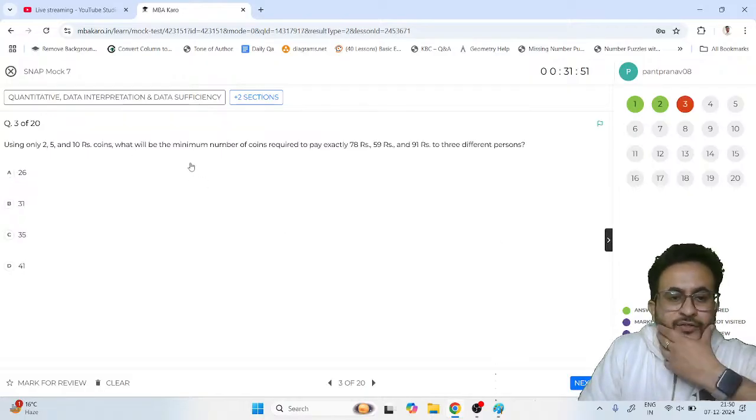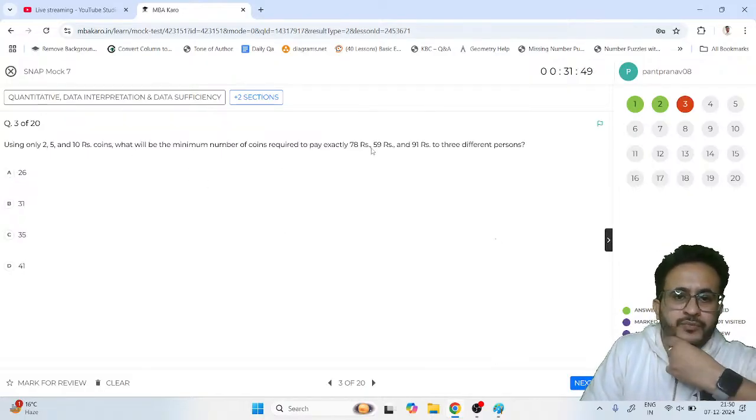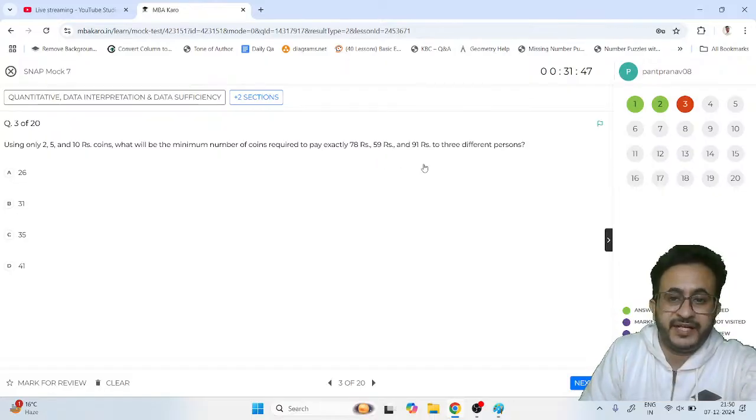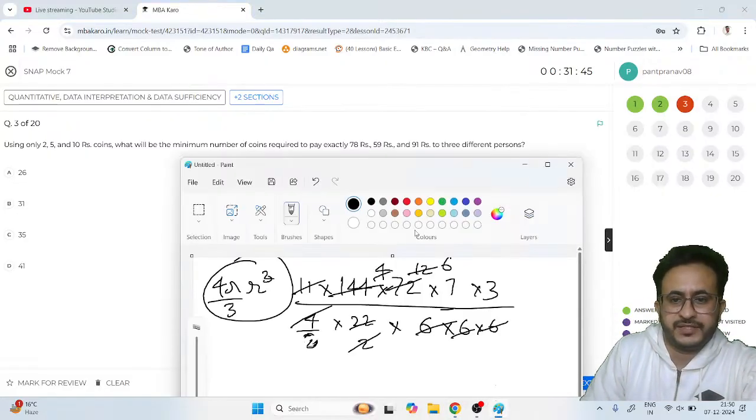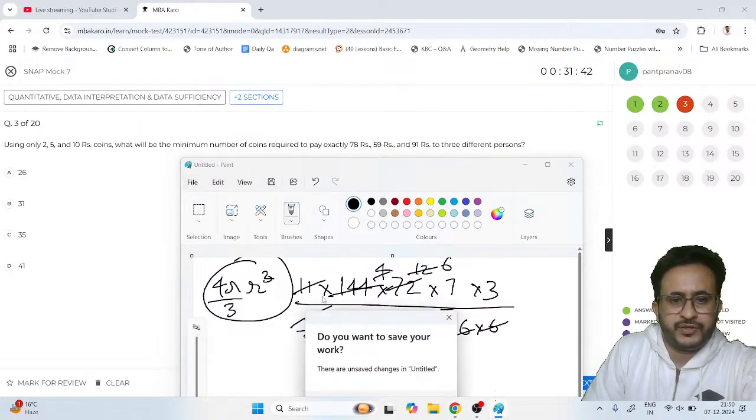Only 2, 5 and 10 rupee coins. What will be the minimum number of coins to pay exactly 78, 59 and 91 rupees to 3 different persons? Okay, so we have only these choices. We need to give the minimum number of coins.